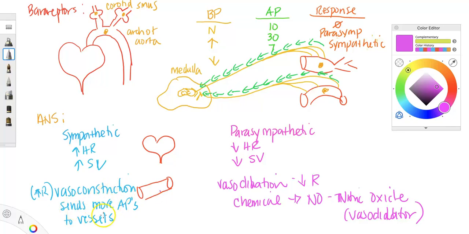So the sympathetics will send more action potentials to the vessels, causing vasoconstriction, while the parasympathetics will send a chemical that is a vasodilator that will dilate the vessels. All right, so that's about it for blood pressure. So next we're going to talk about tissue perfusion.